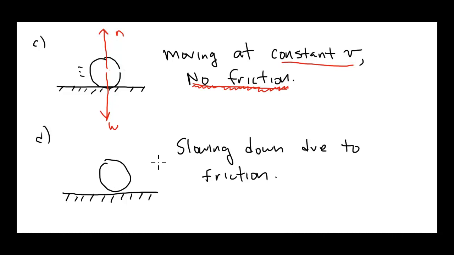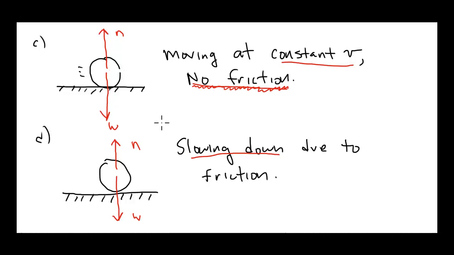Now we've got this rock, and we're told it's slowing down due to friction. Slowing down due to friction. So slowing down right away. What does that mean? That means we're going to have an acceleration. It's slowing down. We're going to have an acceleration. We're going to have a net force. So once again, let's start off with the easy ones. Weight acting down. Okay, normal force is up.